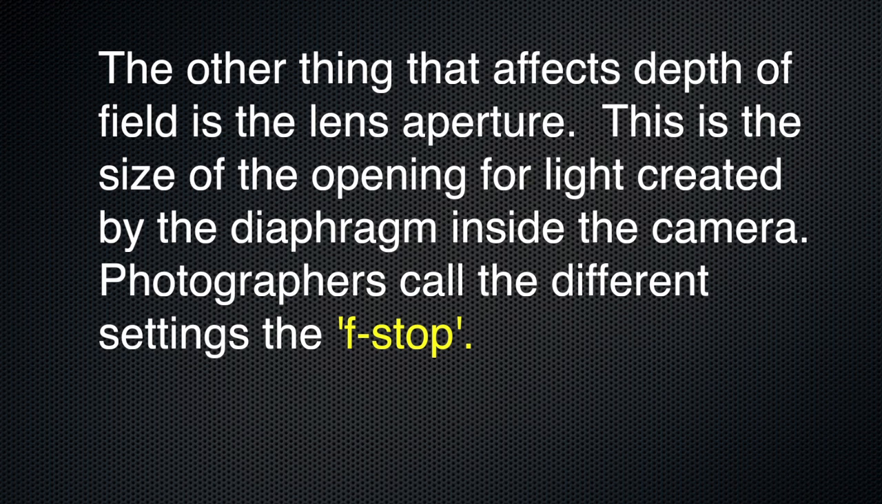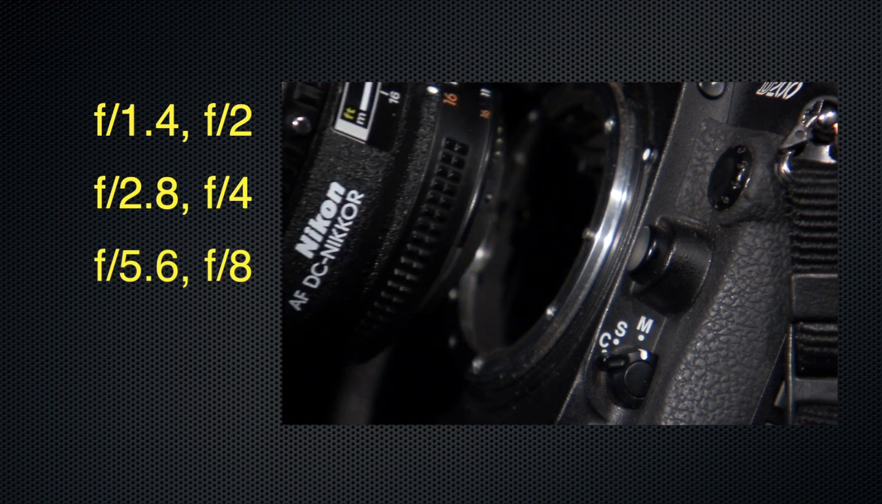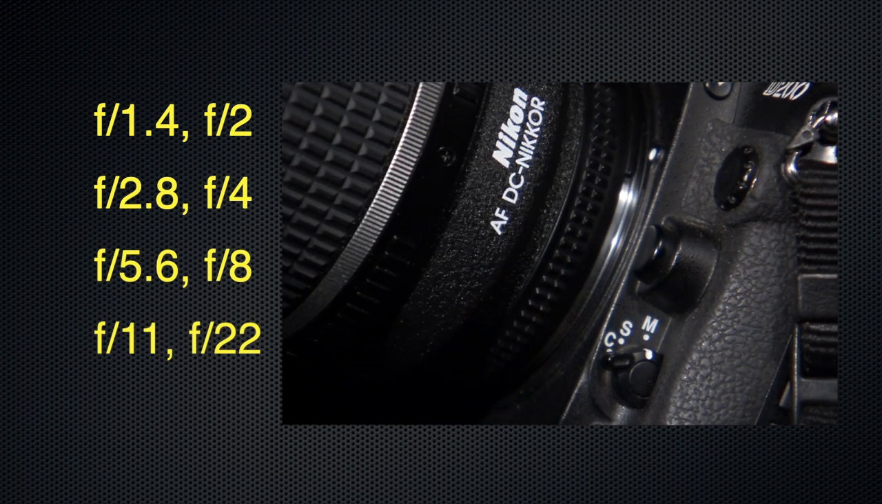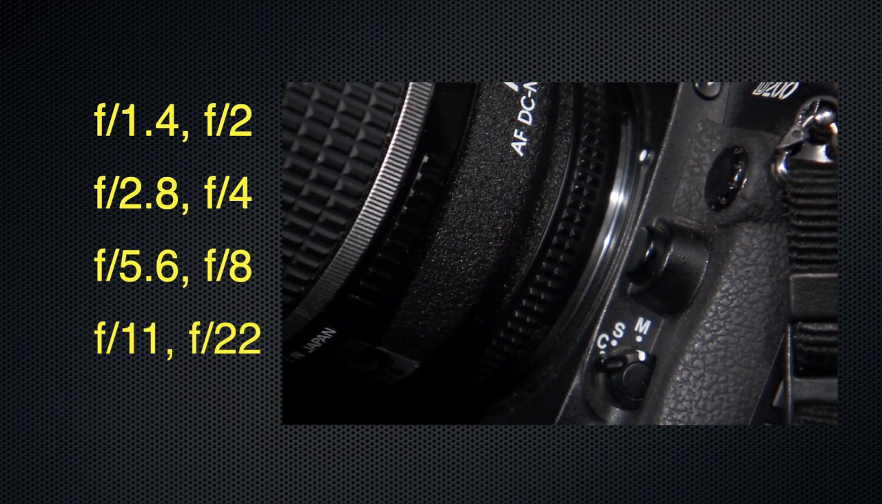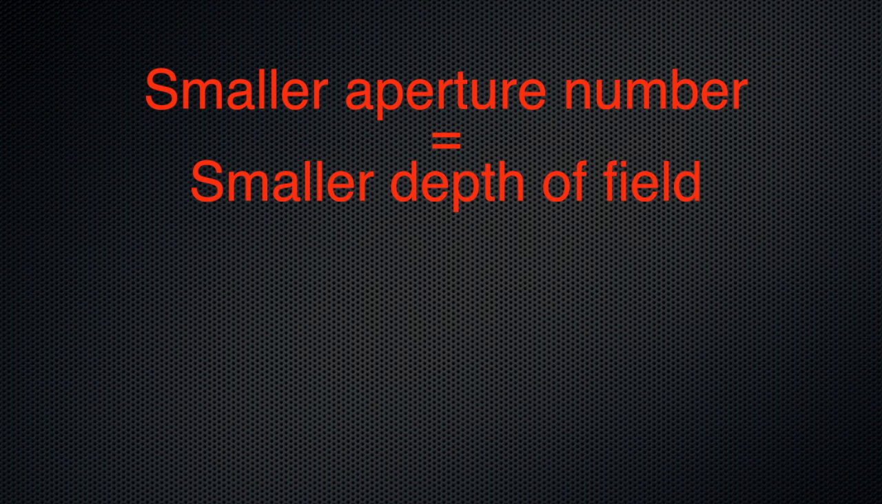If you look at your DSLR camera aperture settings, you'll see numbers like f2.8, f5.6, f11, or f22. The smaller the number, the bigger the opening in the diaphragm, and the smaller the depth of field will be. It's pretty easy to remember. Smaller aperture number equals smaller depth of field.